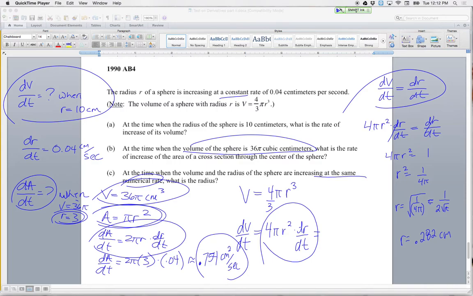Very true. Okay? You like it? How many think that was actually pretty doable? That was the best one.